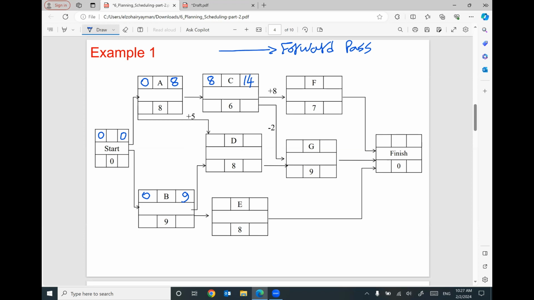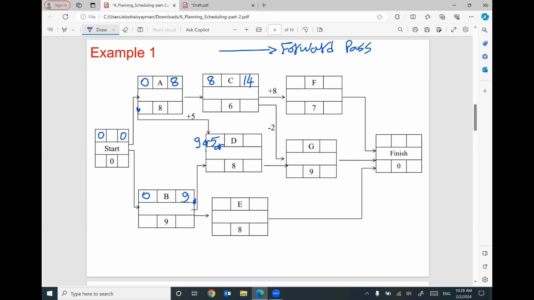For activity D, be careful. Activity D has a relationship with A, the start of activity A, with a delay, with a lag of 5 days, I can start activity D. I will start activity A at day number 0. If you add 0 plus 5, I can start activity D at day number 5. Or we have a relationship between B and D, finish to start. So the finish of activity B at day 9 will be the start of activity D. So I can put here 9.